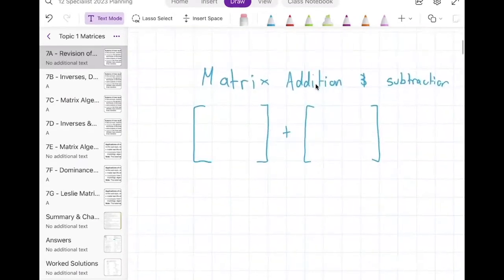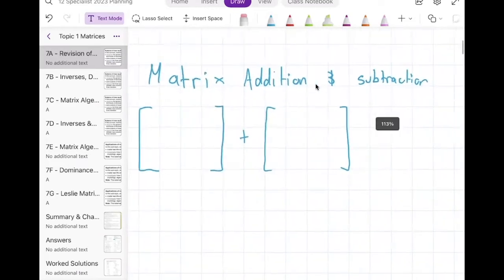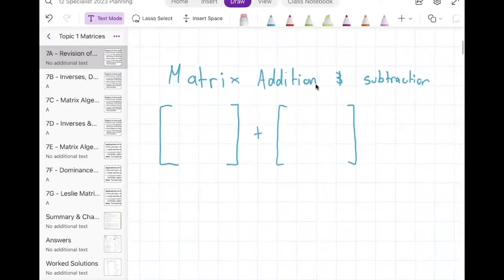So instead of going through the examples, I thought let's just look at the general ideas. This is revision. So I think if I just refresh our minds as to how we do this process, then you guys can not only do the examples, but also do the questions as well. So let's start off with matrix addition and subtraction. The reason these two are paired up is, much like in mathematics, the processes are very, very similar.